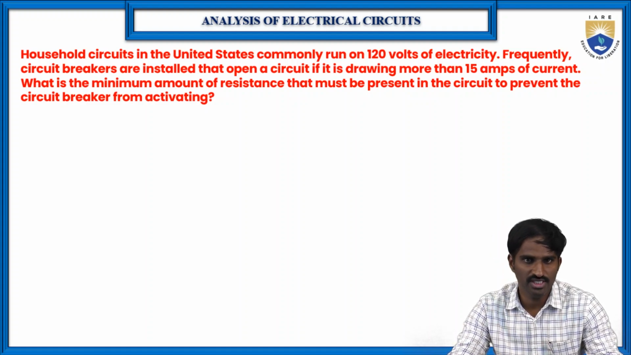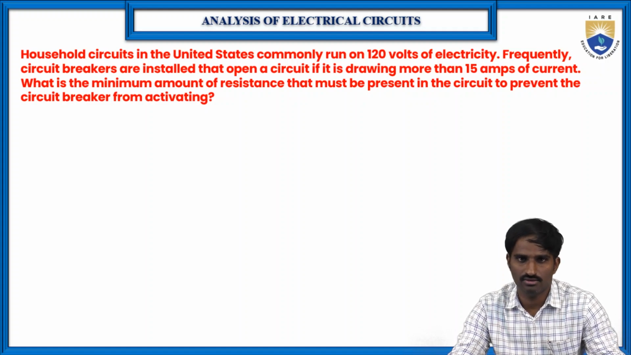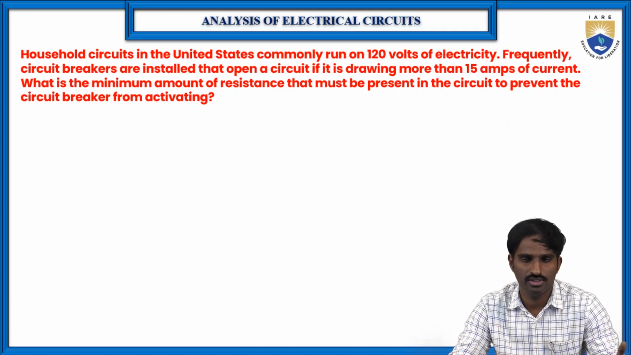Whenever there is a high current, the circuit breaker also has a capacity, which means it can withstand up to 15 amperes according to the given problem. If the current is more than 15 amperes, then definitely the circuit breaker will break. A circuit breaker is nothing but a switch. It will automatically turn off, so that there is no supply to the electronic appliances, and it will prevent them from getting damaged.